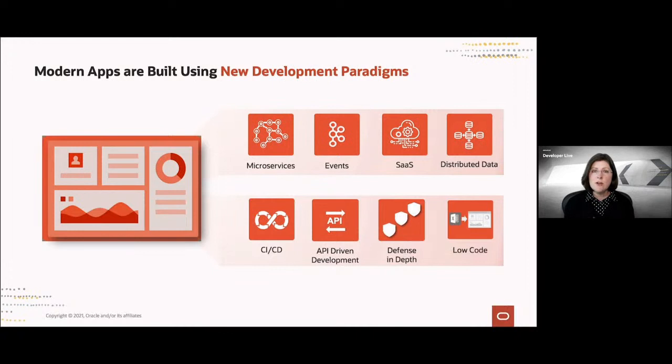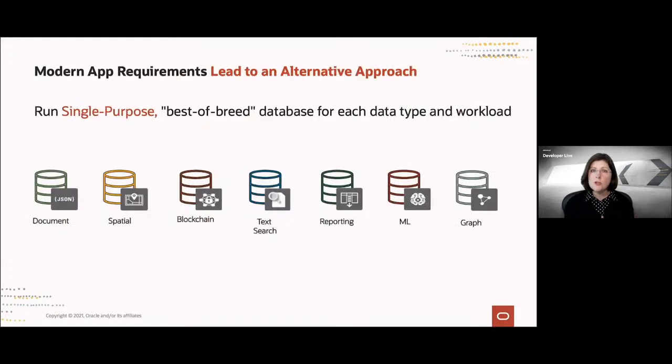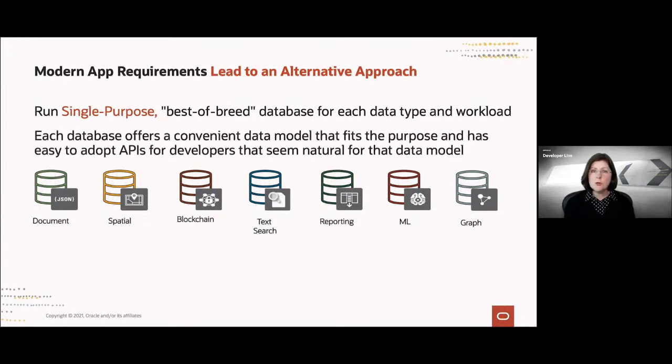This has led to a very new approach to application development, one where we pick a single purpose or best of breed database for each of the different data types or workloads that we need to address. At first glance, this approach seems like a really good idea because at the start of each project, we get a database that has a convenient data model that's fit for that particular purpose. And it's going to come with an API that's easy for developers to adapt because it seems very natural for that particular data model.